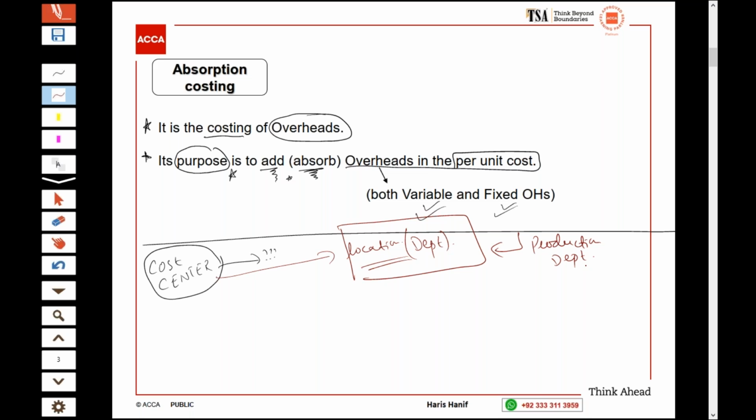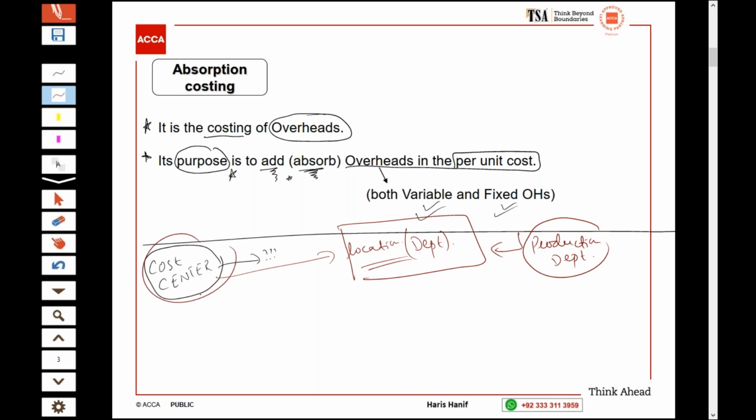The production department is responsible for producing the goods, and obviously this is a cost center, just like your tuition center. This is an online tuition center, GoToWebinar through the ACCA platform. You are having tuition, you are having classes. Similarly, this is a production department.